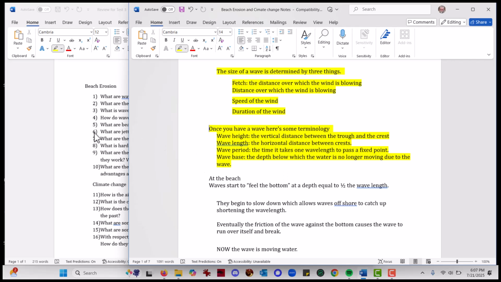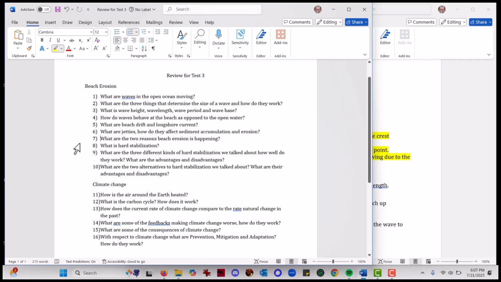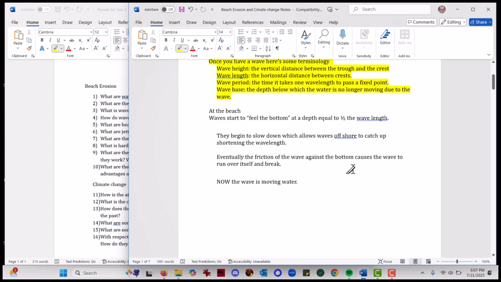Okay, so let me see. How do waves behave at the beach as opposed to the open ocean? So in the open ocean, they're just moving energy, but at the beach, as the waves approach, they start to feel bottom once the water is shallower than wave base, so 1/2 the wavelength. At that point, they'll start to interact with the bottom. They start kicking up sand, and they start to slow down, which lets the wave behind them catch up.